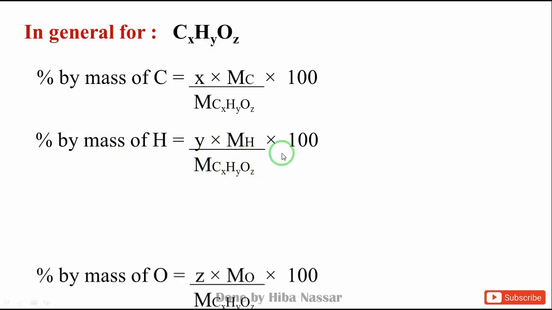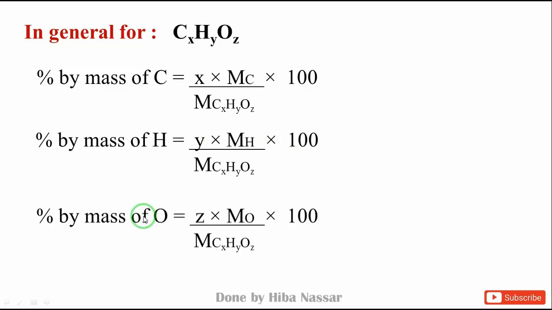And finally, the same for oxygen. The percentage by mass of oxygen is equal to the number of oxygen atoms, which is equal here to Z, times molar mass of oxygen divided by the molar mass of this compound, times 100.